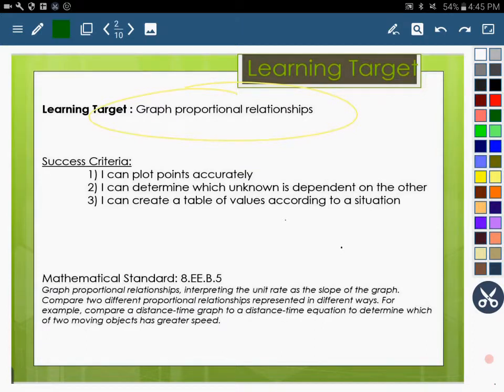Success criteria for this is first, I can plot points accurately. That might have you think back to our first unit when we did transformations. We need to be able to plot the x, then y first. Remember x comma y, go right and left first before we go up and down. We're also going to be creating these points too, so we need to be able to know which is x, which is y, as well as the second success criteria, I can determine which unknown is dependent on the other.